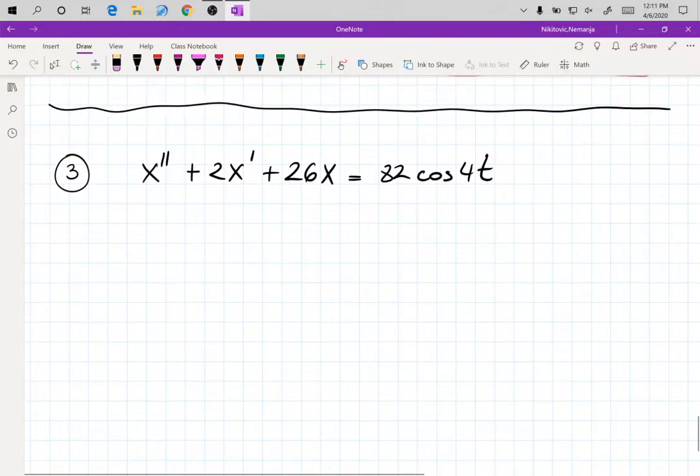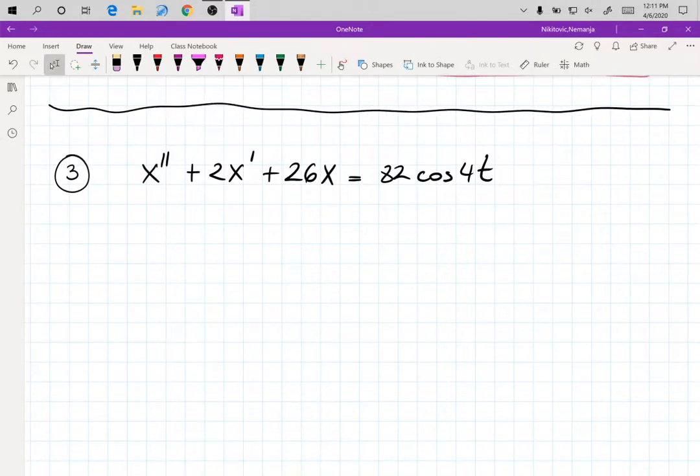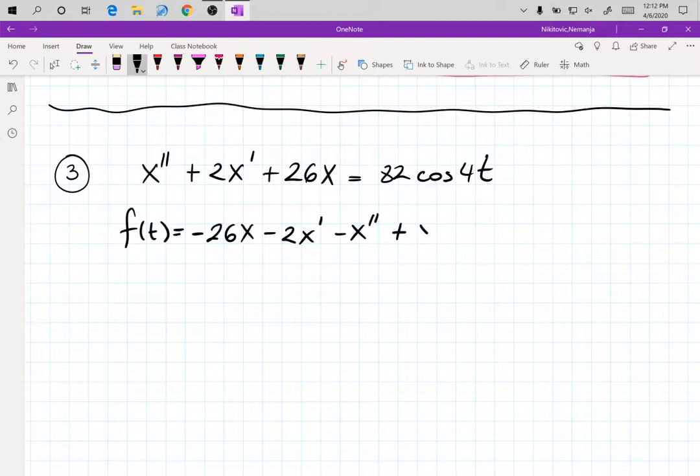You know how to solve this without systems or anything like that. But what I want to do here is break this into a system for later on in life. So what do we do? Well, first of all, we can just write our f of t as negative 26x, minus 2x prime, minus x double prime, plus 82 cosine 4t.